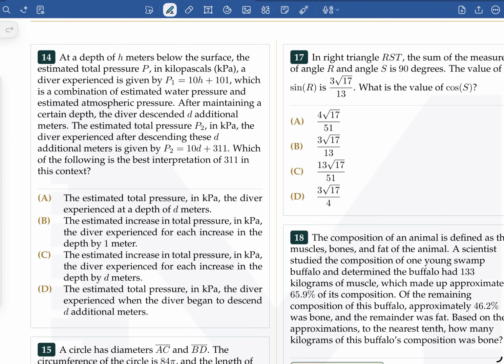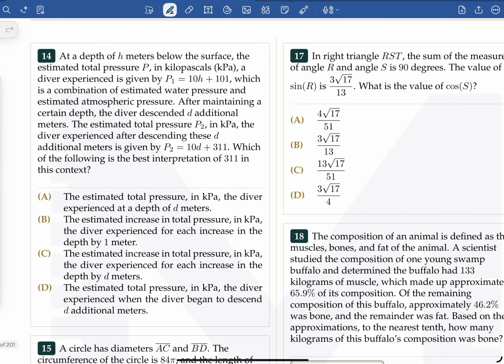At a depth of h meters below the surface, the estimated total pressure P in kilopascals, kPa, a diver experienced is given by this equation, which is a combination of estimated water pressure and estimated atmospheric pressure. After maintaining a certain depth, the diver descends d additional meters. The estimated total pressure P2 the diver experienced after descending these d additional meters is given by this function. So we have another equation here.